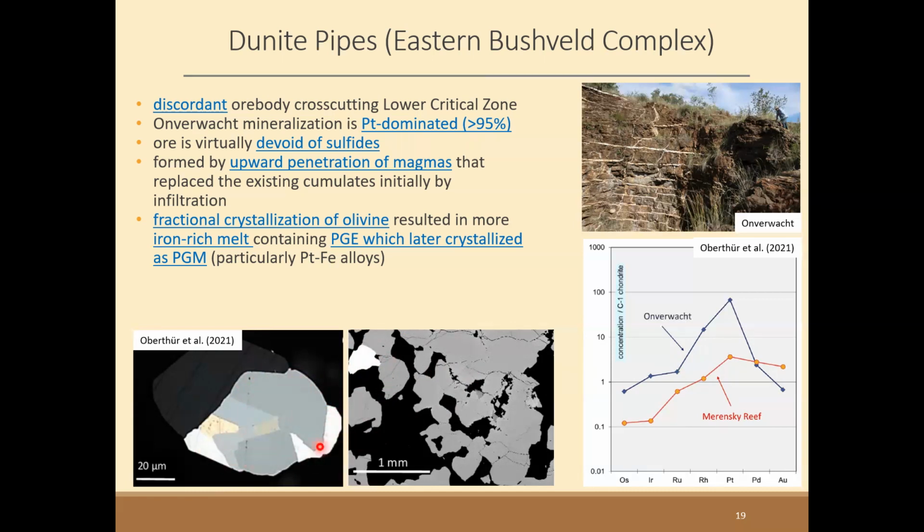One idea was that this is just a result of upward penetration of magma replacing the cumulates. So this would produce a very iron-rich melt, because all these dunites are very iron-rich, so having a very special composition.